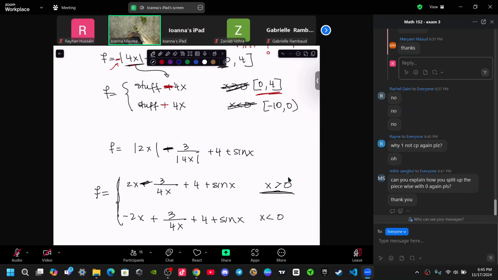Yeah, but you need to put the domain next to it, because if you find here a critical point that says -1, it's not here. So if this gives you a critical point -1, you're not supposed to accept it. Right, so you check which piece has what domain.